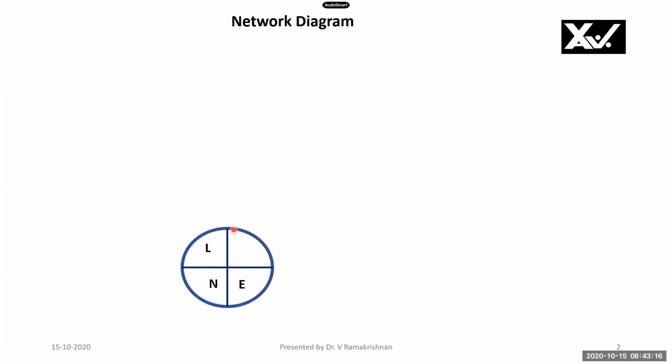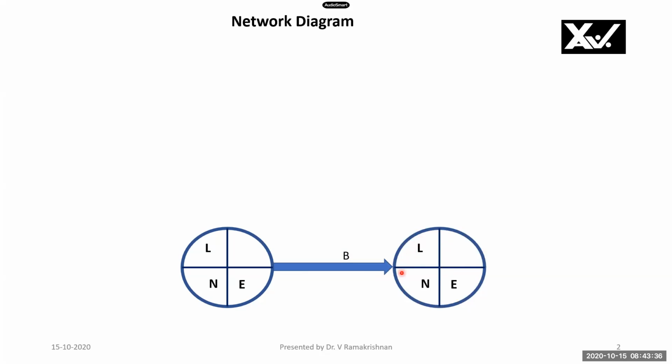This is called an event or node. N is a node number. E stands for the earliest starting time for this event. L stands for the latest completion time for this event. This is an arrow or arc, and it represents an activity B here. And this is the ending node for the activity, where E stands for the earliest starting time for this event. L stands for the latest completion time for this event. N is the node number of this event.